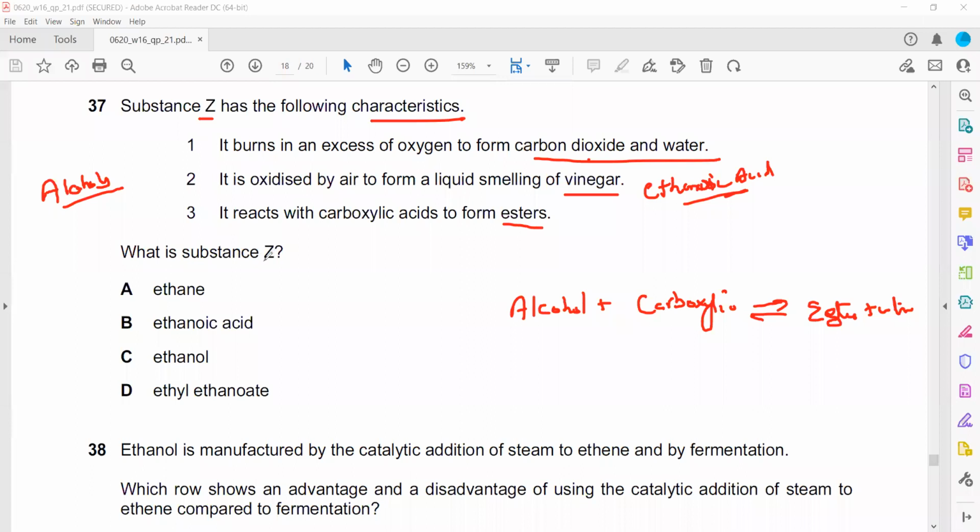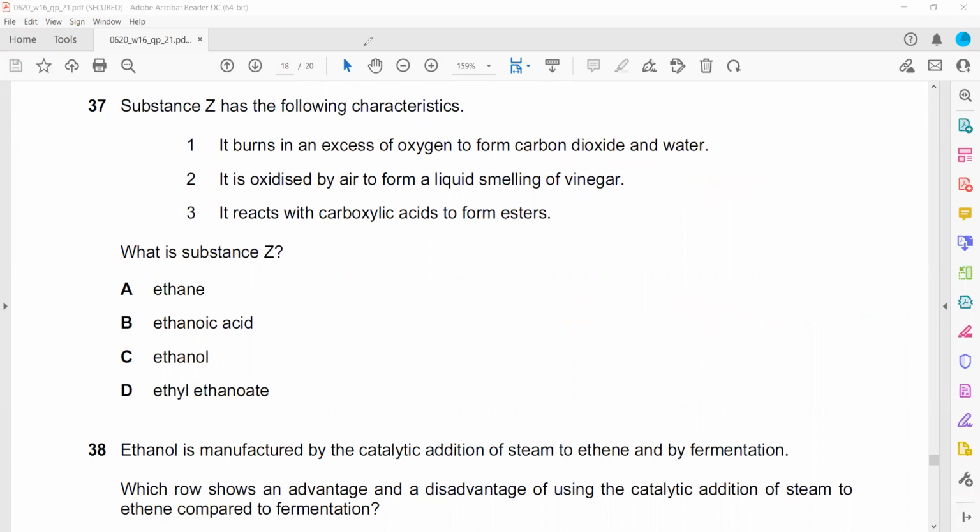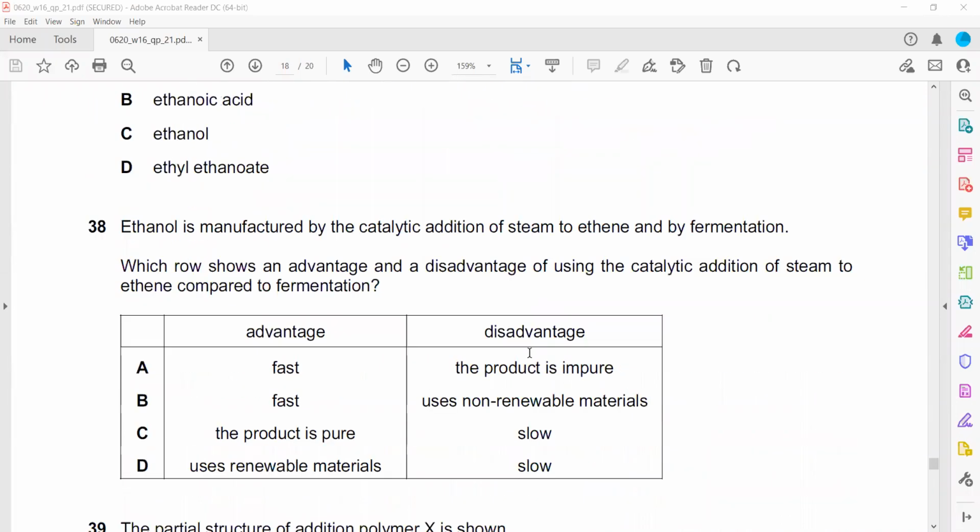So what is the substance Z? Substance Z is an alcohol. So which one is alcohol? This is not alcohol. So only option C is alcohol, which is ethanol. These are all the characteristics of alcohols. And if it is vinegar, it means ethanoic acid, and ethanoic acid can be formed from ethanol.